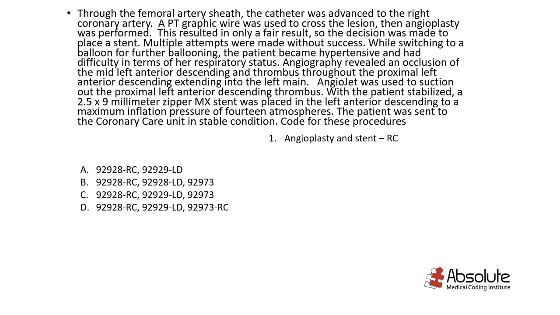While switching to a balloon for further ballooning, the patient became hypertensive and had difficulty in terms of her respiratory status. Angiography revealed an occlusion of the mid-left anterior descending and thrombus throughout the proximal left anterior descending extending into the left main. AngioJet was used to suction out the proximal left anterior descending thrombus.